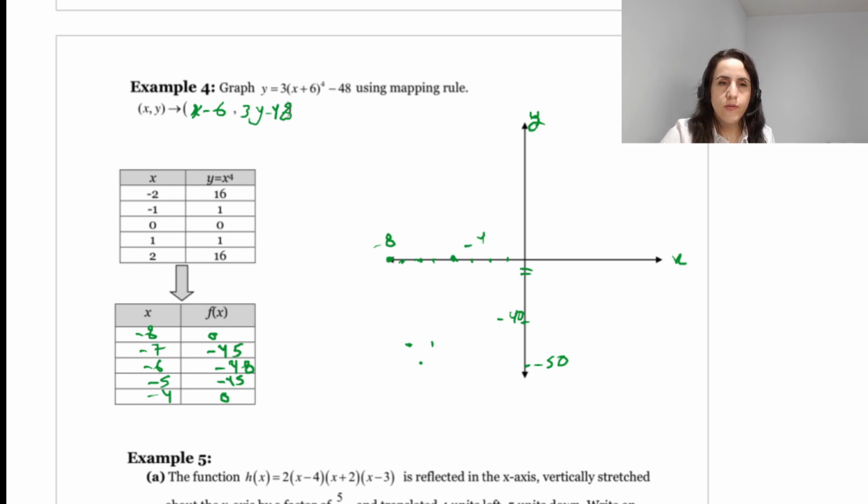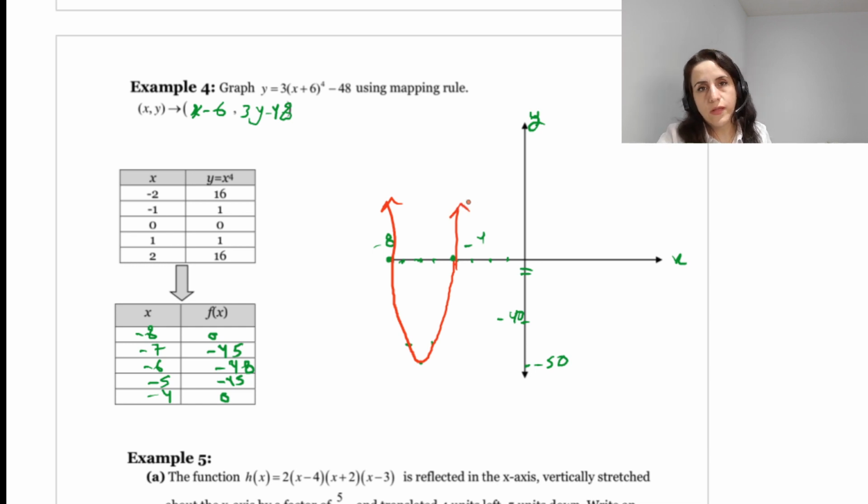The shape, as you see, looks like a parabola, but it's not a parabola, it is skinnier than a parabola. As you see, I graphed this one the same way that I was doing for the mapping rule in grade 10, and so on.